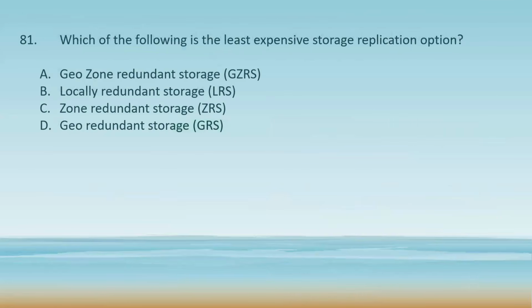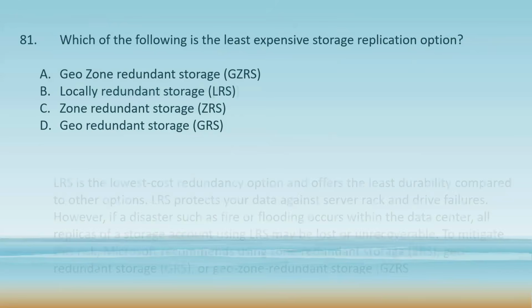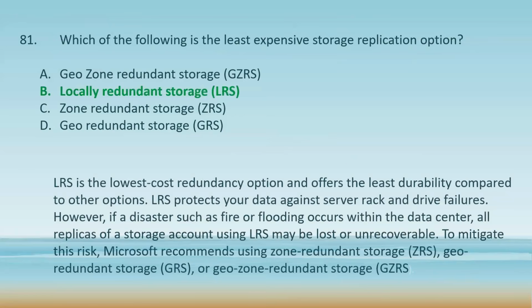Question number 81. Which of the following is the least expensive storage replication option? Your options are geo-zone redundant storage, locally redundant storage, zone redundant storage, and geo-redundant storage. So the right answer is locally redundant storage. LRS is the lowest cost redundancy option and offers the least durability compared to other options.